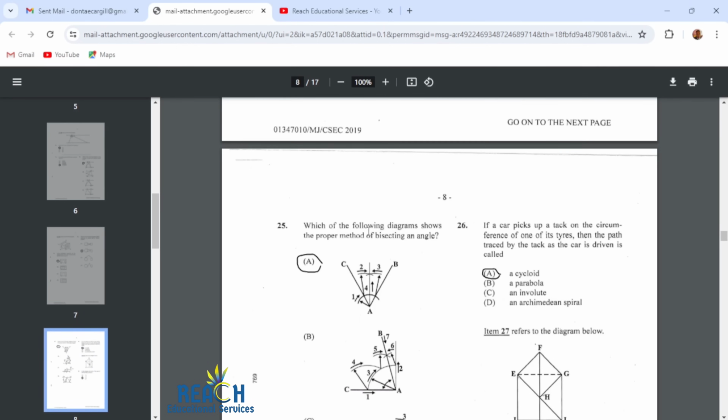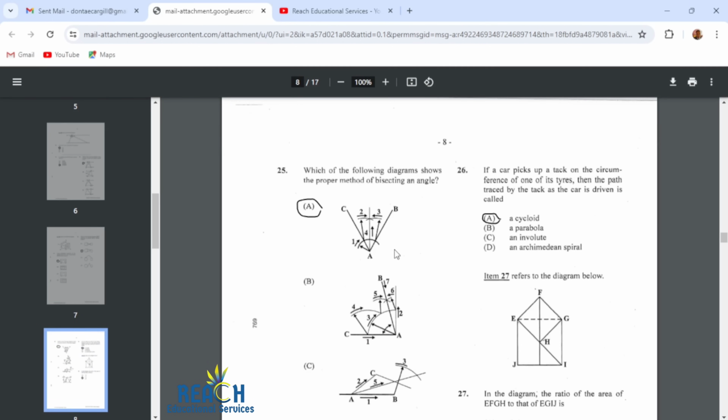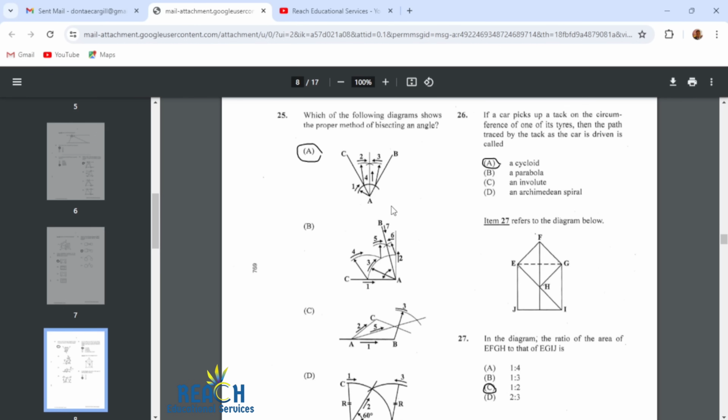Number 25. Which of the following diagrams shows the proper method of bisecting an angle? And this is the construction right here, where we go about bisecting an angle. So we draw an arc, and then we get this point, open our compass to any convenient radius, scribe an arc, come over here with the same radius, scribe an arc, and then we bisect that angle.